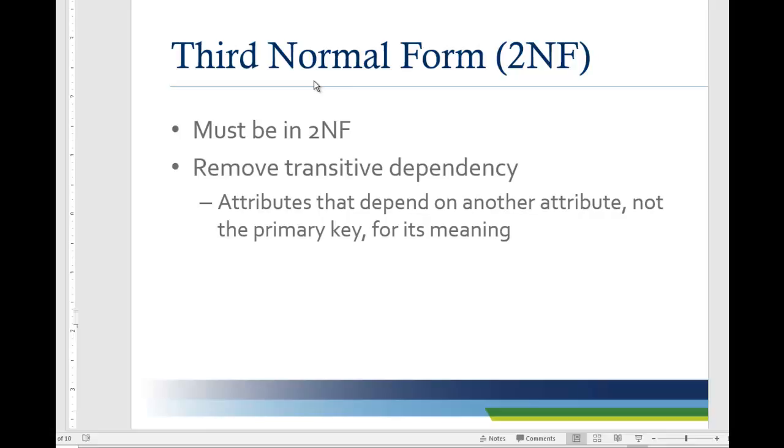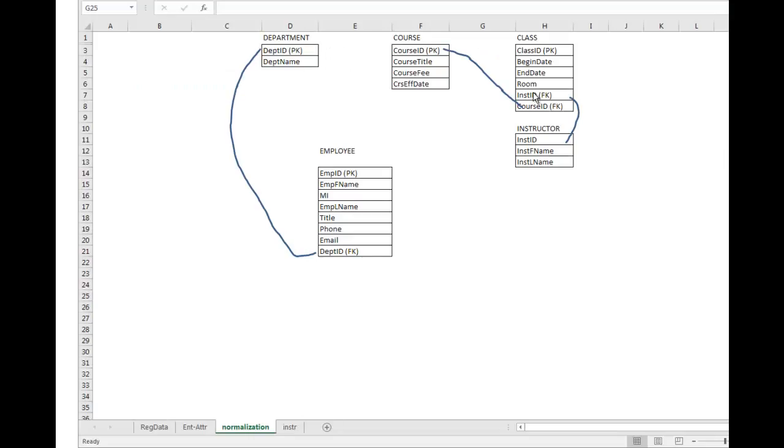For a table to be in third normal form, it has to be in second normal form. And third normal form is about removing transitive dependency. Transitive dependencies describe an attribute that depends on another attribute. I should also mention here that room really is not dependent on the class ID in the class entity, so technically it should be removed.